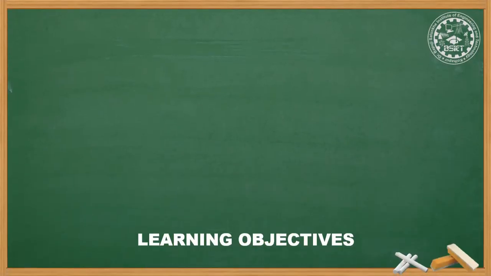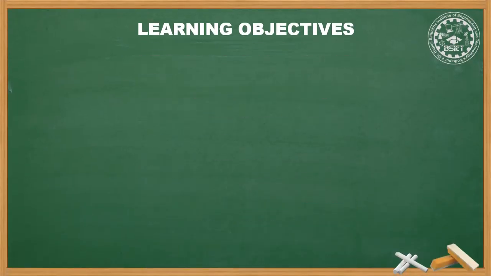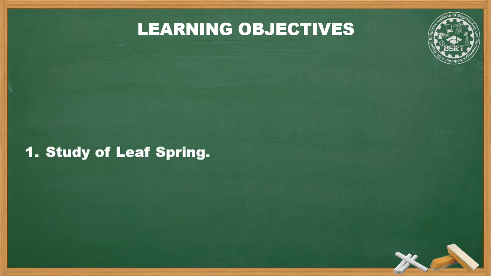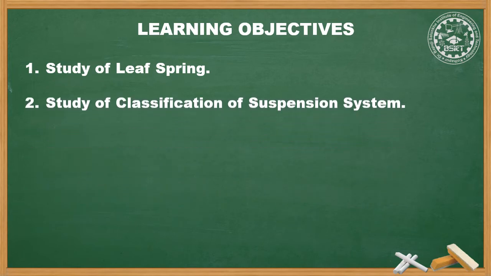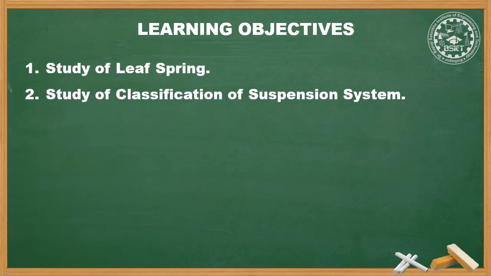The learning objectives for today's session are: number 1, study of leaf spring. The leaf spring construction, working and advantages will be studied in today's session. Second, study of classification of suspension system. How the suspension system is classified will be studied in today's session.